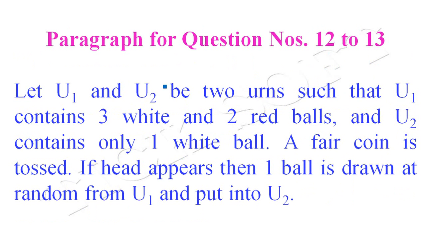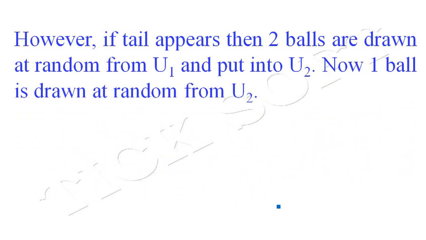Now we have the paragraph for question numbers 12 to 13. So let us go through the paragraph first. Let U1 and U2 be two urns such that U1 contains 3 white and 2 red balls, and U2 contains only 1 white ball. A fair coin is tossed. If head appears, then one ball is drawn at random from U1 and put into U2. However, if tail appears, then 2 balls are drawn at random from U1 and put into U2. Now one ball is drawn at random from U2.